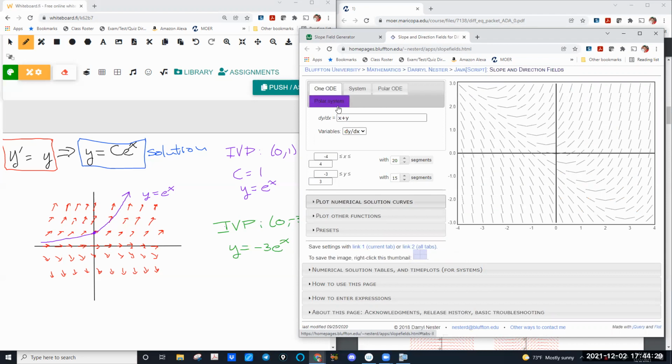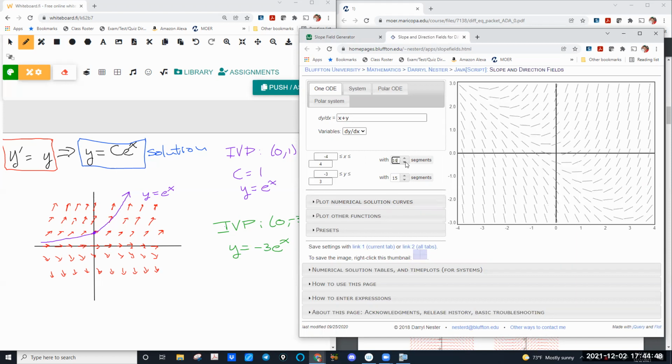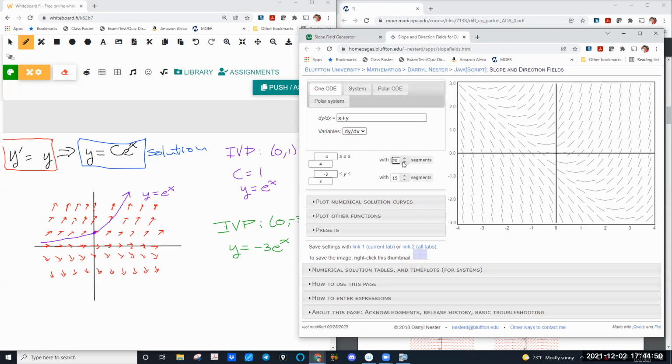We're not going to do polar. We're not going to do systems. For those of you who go on to differential equations, that's what you'll see. Right here is where you put in your differential equation that gives the slope field over here. You can change the dimensions here, and you can change the number of line segments.